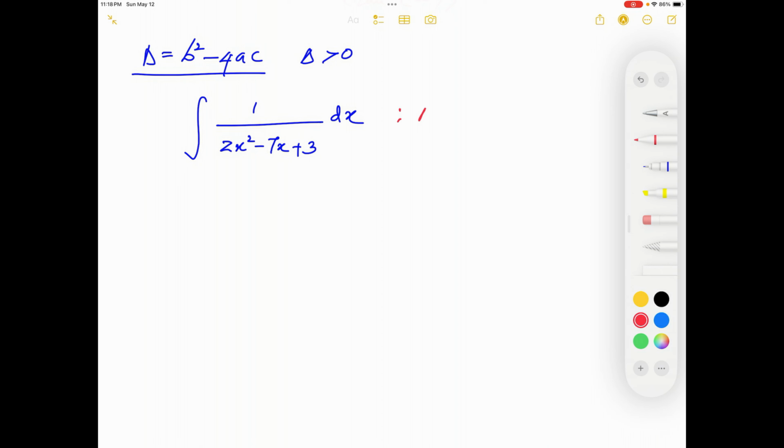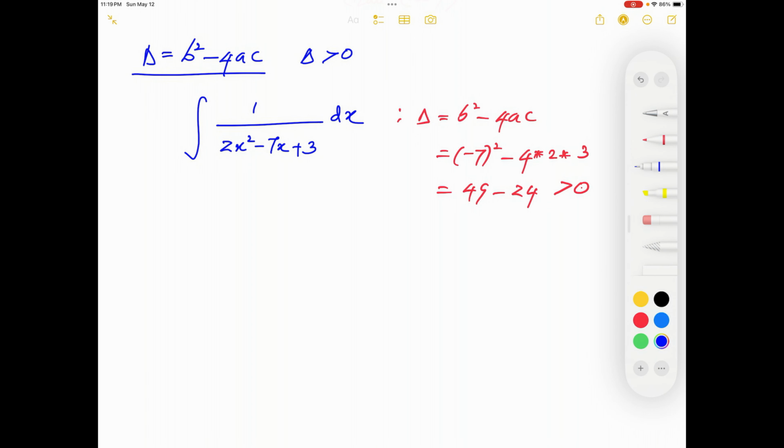Now if you look at the delta in this case, which is defined as b squared minus 4ac, you can see b is equal to negative 7. So it will be negative 7 squared minus 4, a is equal to 2, and c is equal to 3. If you simplify this, you get 49 minus 24, which is positive. That means I can factor this out, and then we can go for the partial fractions.